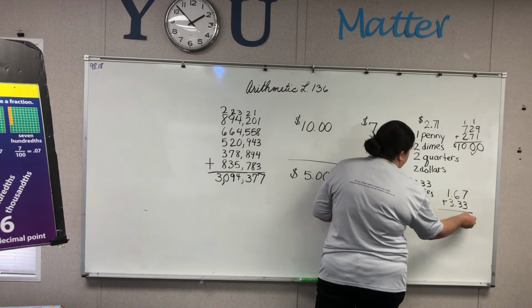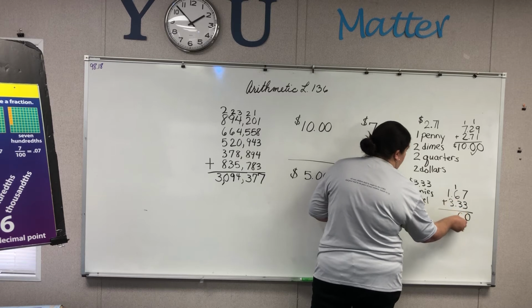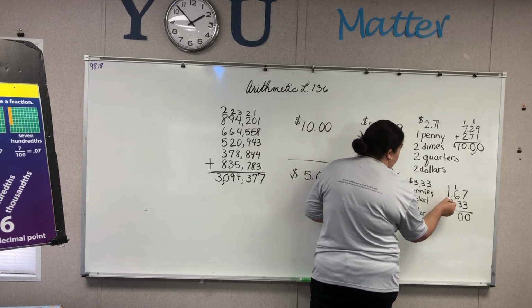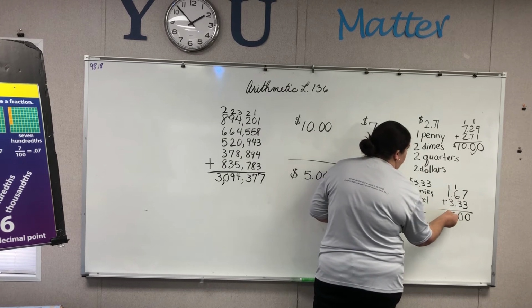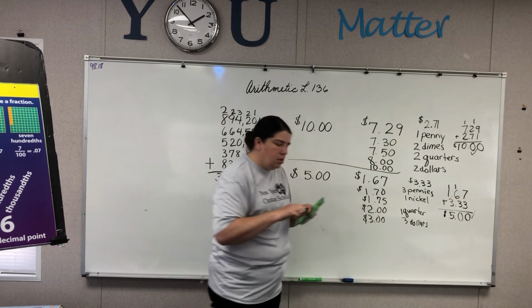7 and 3 is 10. 1 and 6 is 7, and 3 is 10. 1 and 1 is 2, plus 3 is 5. And we got $5, so we are correct.